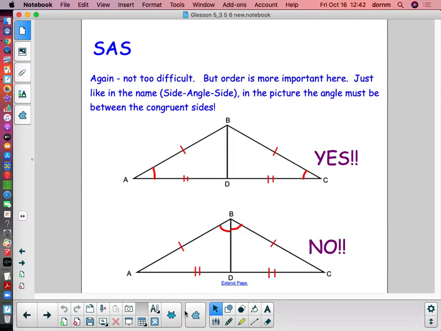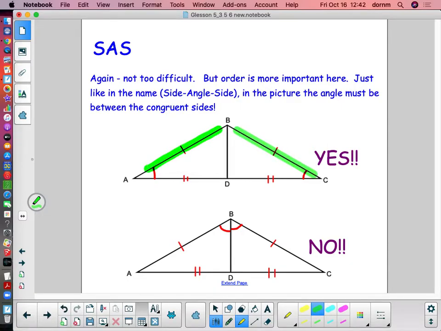Side angle side is exactly like it sounds. We have two sides and an included angle. Now, again, very important to note that the sides we get here are these two sides and these two sides. And the angle that's congruent is the angle that connects the two sides. It's not like angle ABD or angle ADB. It's not that. It's side angle side. In fact, you notice that side angle side is in the order side, angle, side, with the angle being exactly between the sides. And that's exactly what's going on in our picture. The angle is between the sides.